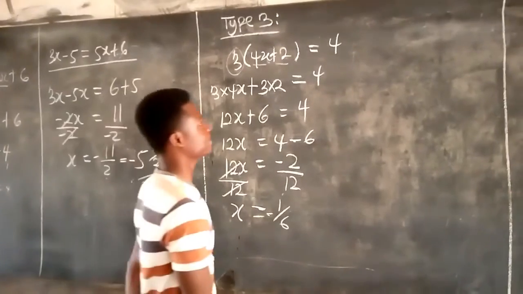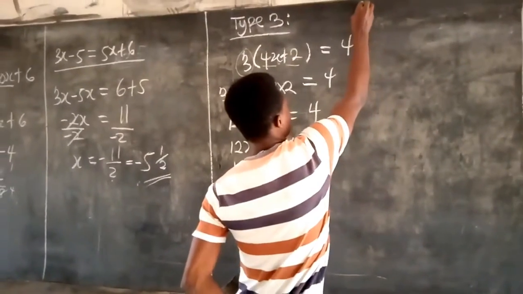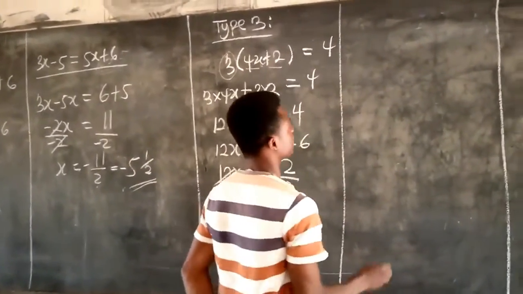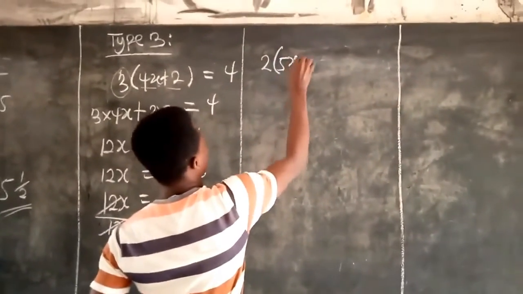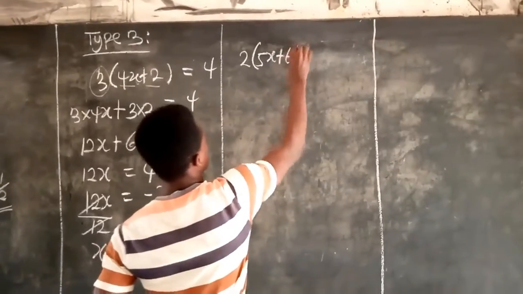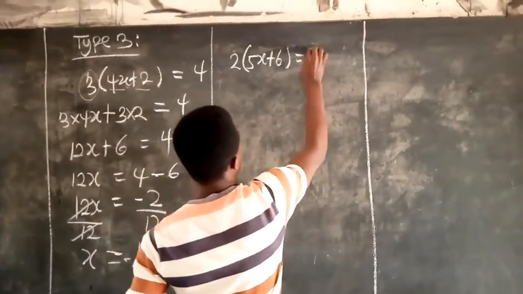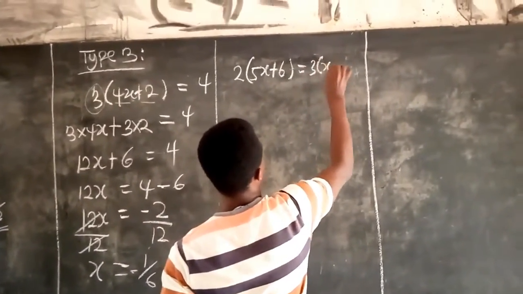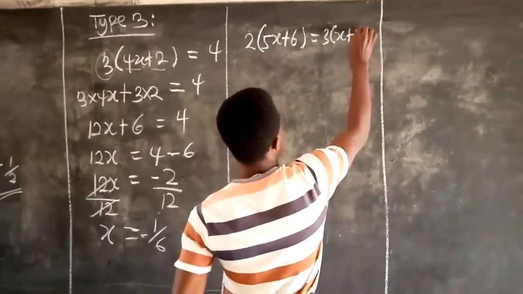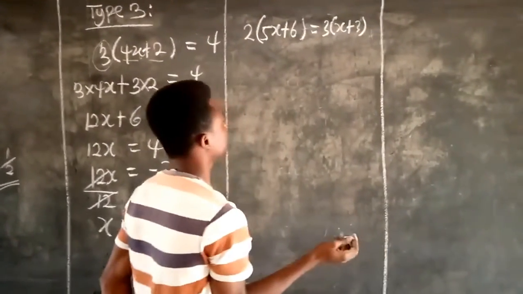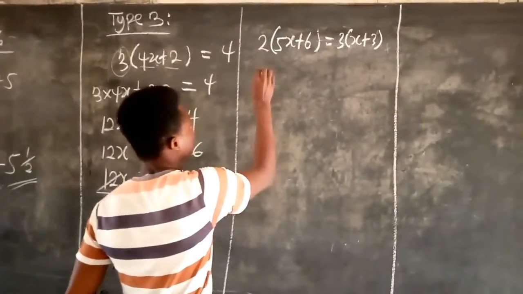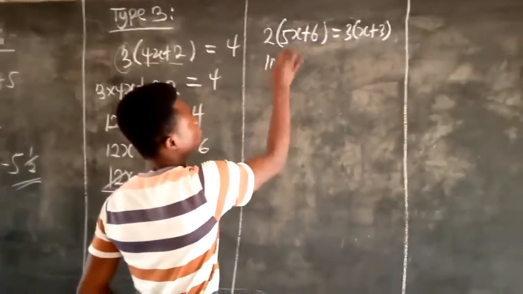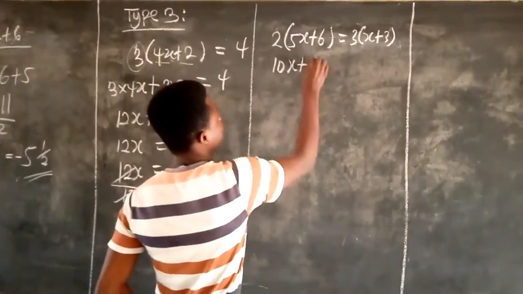Let's take another example of type 3. Let's take it here. So let's put 2 into bracket 5x plus 6 is equal to, let's get 3 into bracket x plus 3, like this. And then we are solving for x. So let's expand the bracket. 2 times 5 gives us 10x. 2 times 6 gives us plus 12.